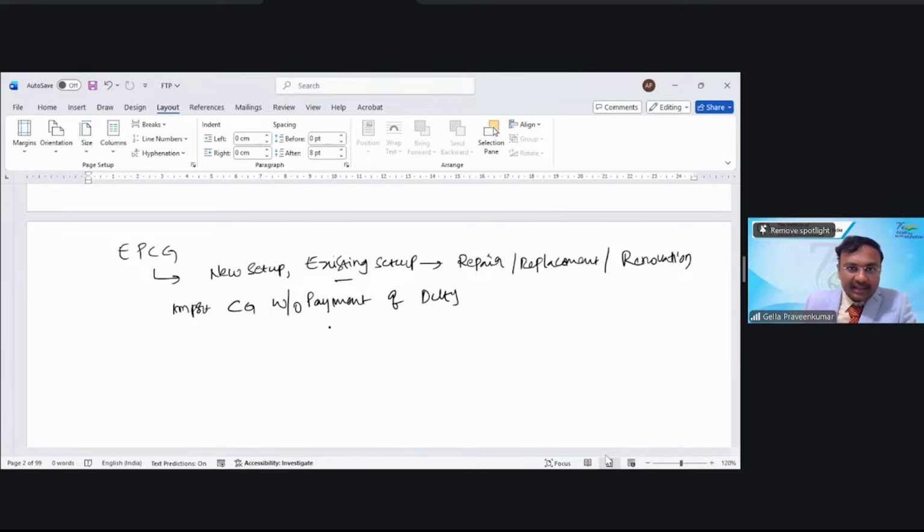They say that these capital goods can be imported pre, during, or post manufacture. These goods we are talking about can be imported prior to manufacture, for the purpose of manufacture, or post manufacture. Post manufacture is your packing material, right?